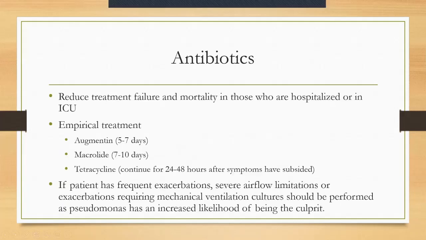When looking at antibiotics, the purpose is going to be to reduce treatment failure and reduce mortality in those who are hospitalized or in the ICU. Empiric treatment is going to be with Augmentin, 5 to 7 days, macrolides, 7 to 10 days, and tetracyclines. Tetracyclines are going to be used until symptoms have subsided for more than 24 or 48 hours. When looking at choice of antibiotics, the biggest factor is going to be the local antibiotic resistance rates. That's going to be the main factor you look at when deciding.